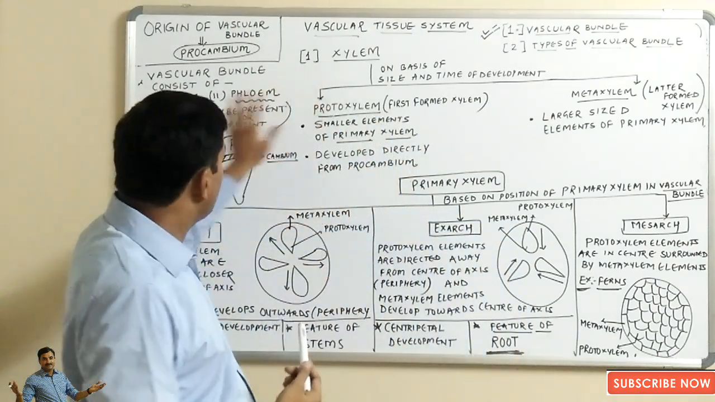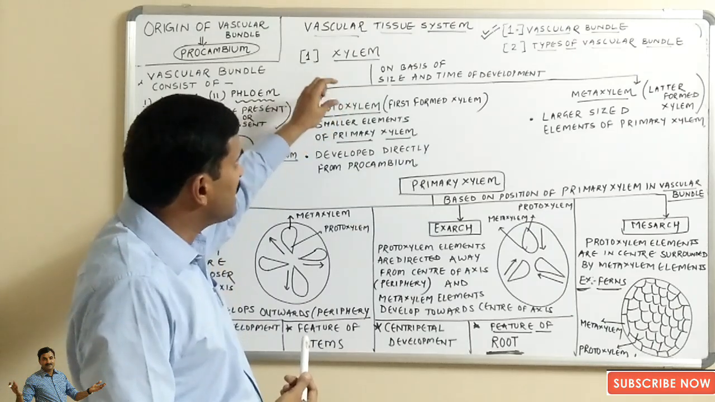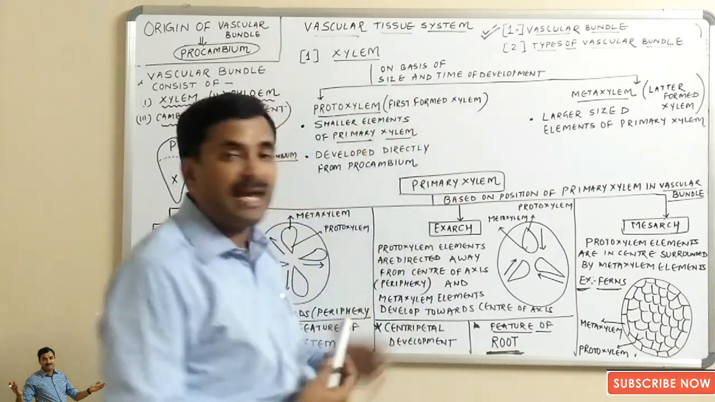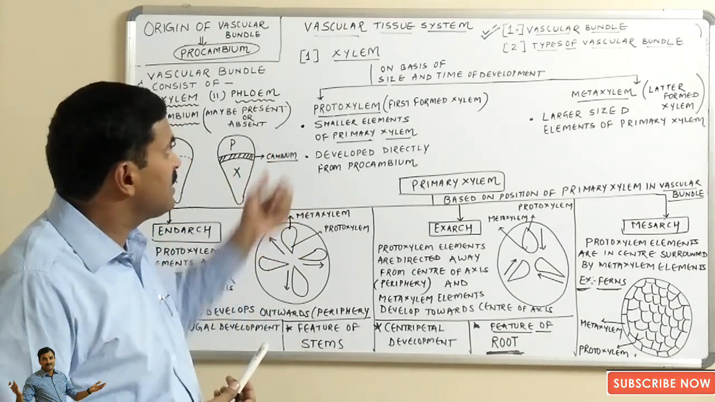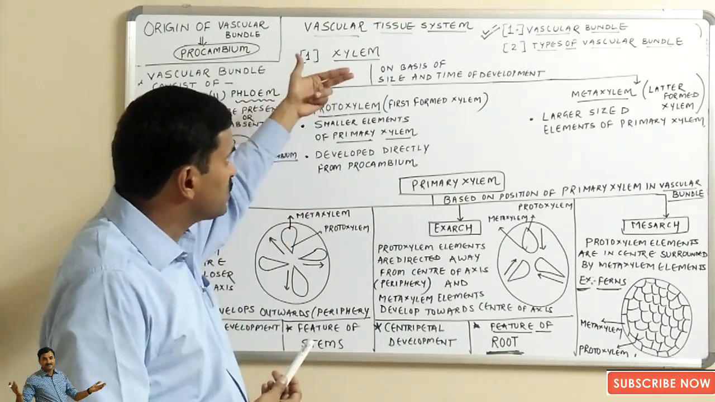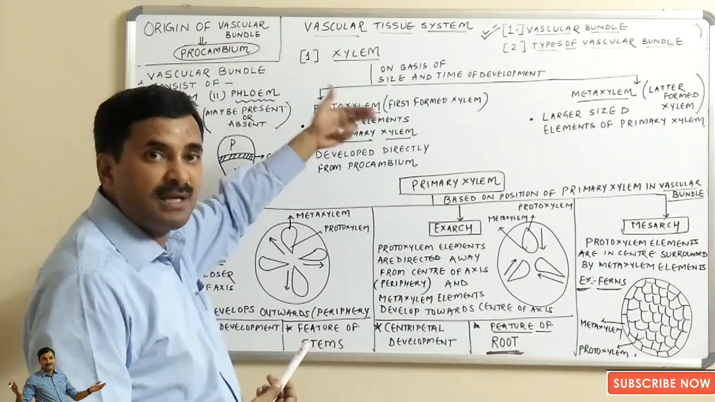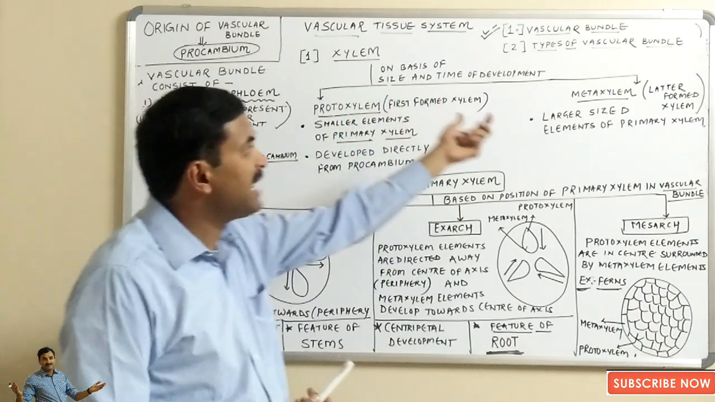Okay. Now let's have a discussion on the xylem. The very first classification of the xylem is based on the size and the time of the development of the xylem. So on the basis of the size and the time of the development, xylem can be divided into two categories: protoxylem and metaxylem.